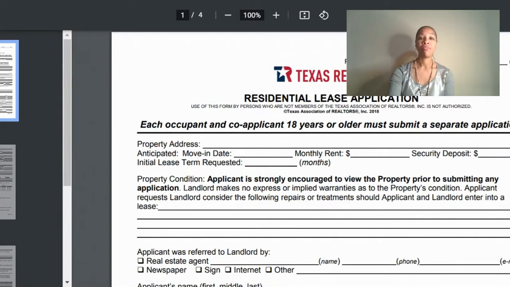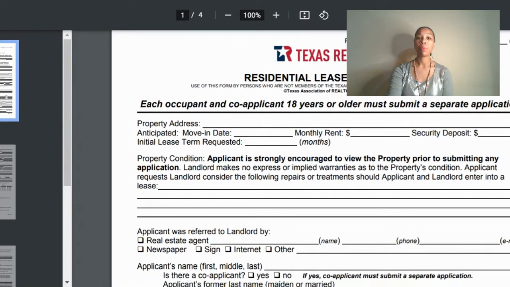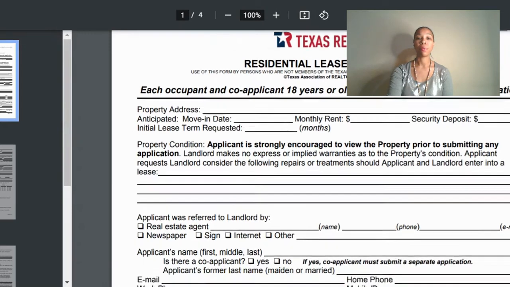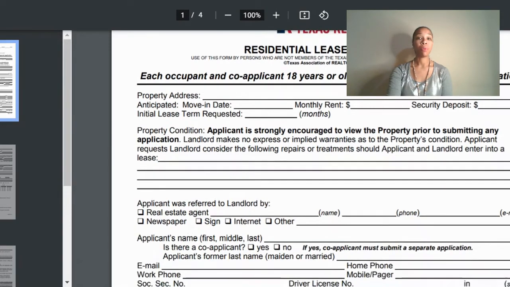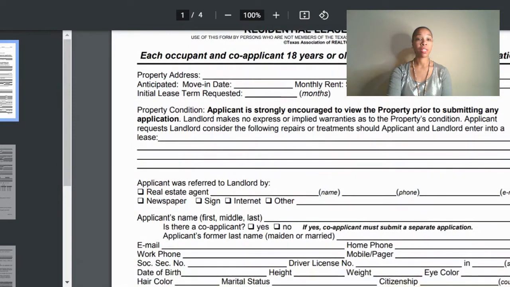So this is a 4-page document. Again, you want to have your legal name on this. This is what we will help get prepared for you. We will have the property address, the move-in date, monthly rent, security deposit, initial lease term requested, and that's how many months you would like to stay there up front.